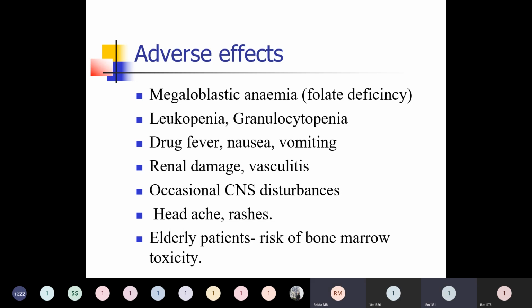Coming to the adverse effects of cotrimoxazole. Now, because of the sequential blockade, there may be folic acid deficiency. This results in megaloblastic anemia. So this is one of the commonest side effects of cotrimoxazole. The other adverse effects include leukopenia, granulocytopenia, fever, nausea, vomiting, damage to the kidney, vasculitis.